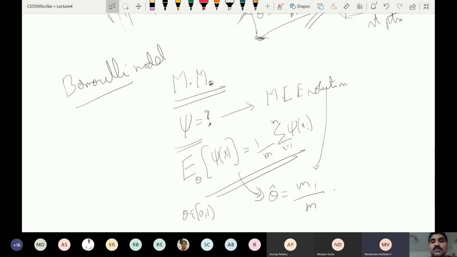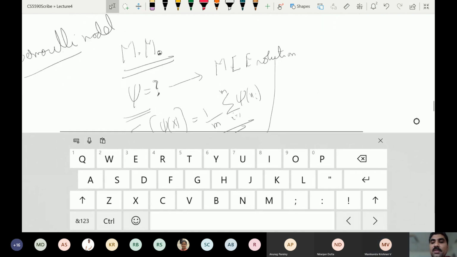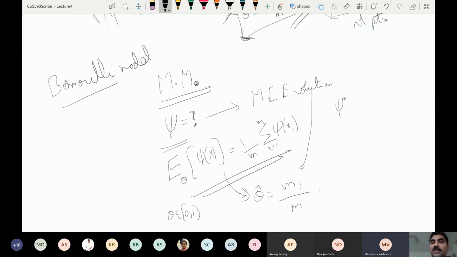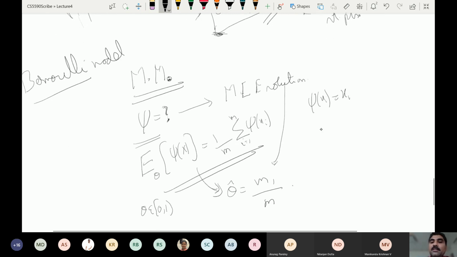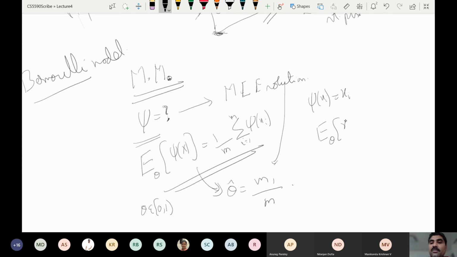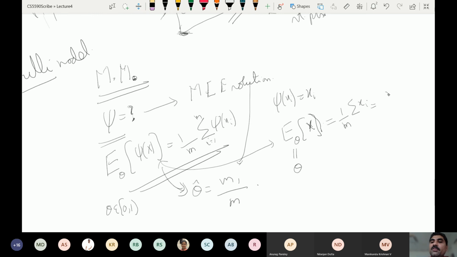Can you guess such a psi function? psi of xi is equal to xi, whatever is the output. Very good. So this works in this case. Suppose I take psi of x equal to x, the identity map. Then what is the expectation of psi of x? That is equal to theta, because it's a Bernoulli variable, and that should equal 1 by m sigma xi. But 1 by m sigma xi is simply m1 by m. This is the exact match. This is the MLE solution.